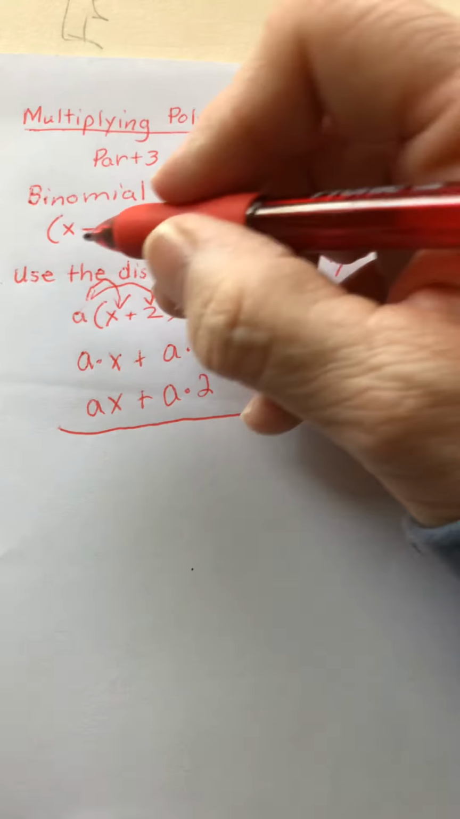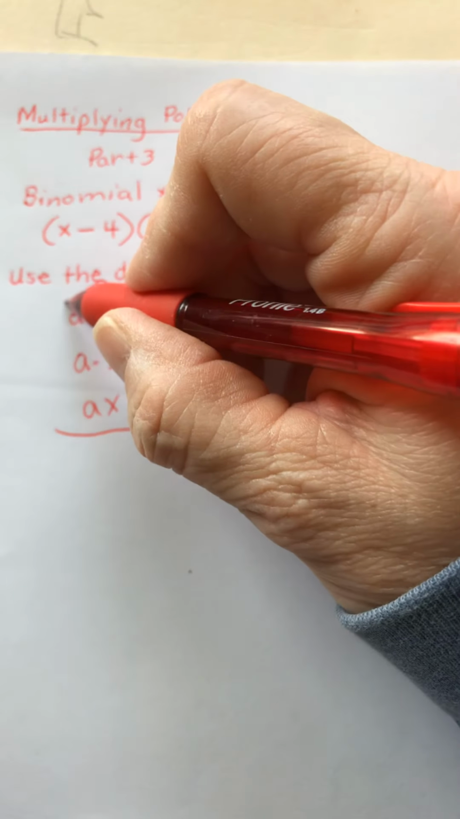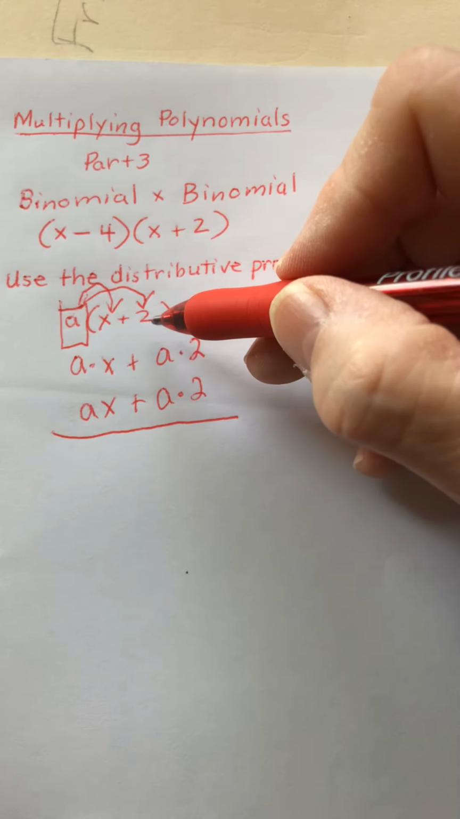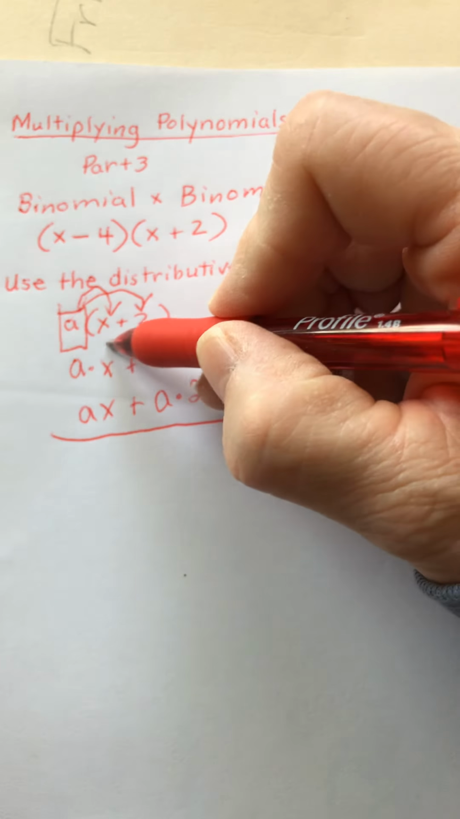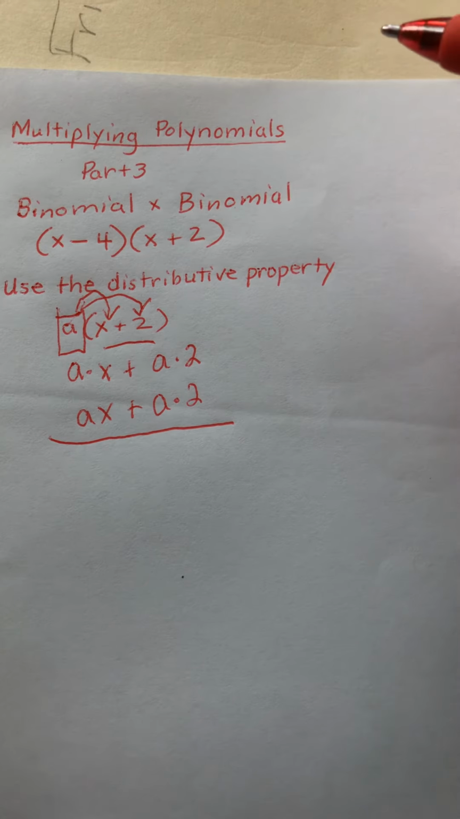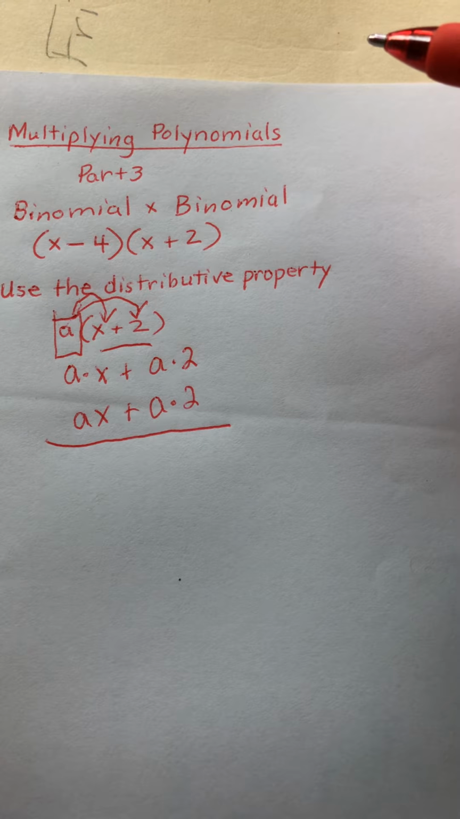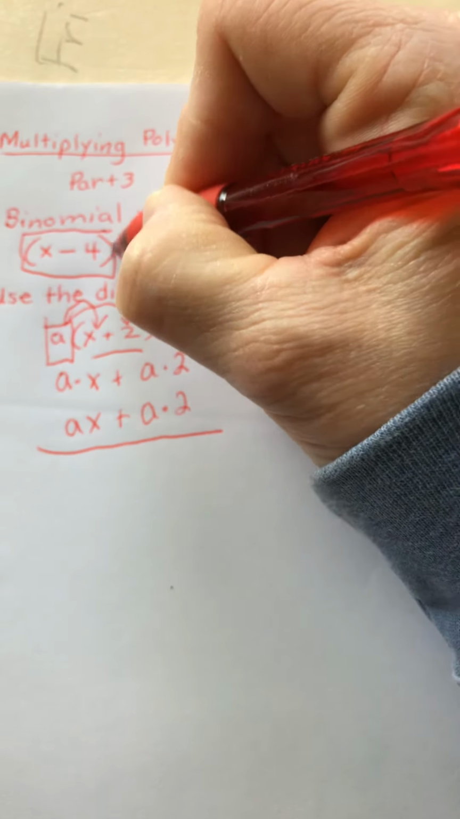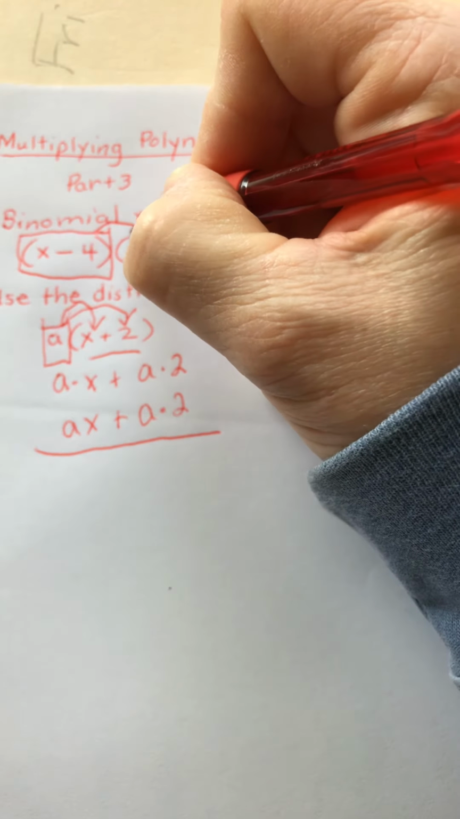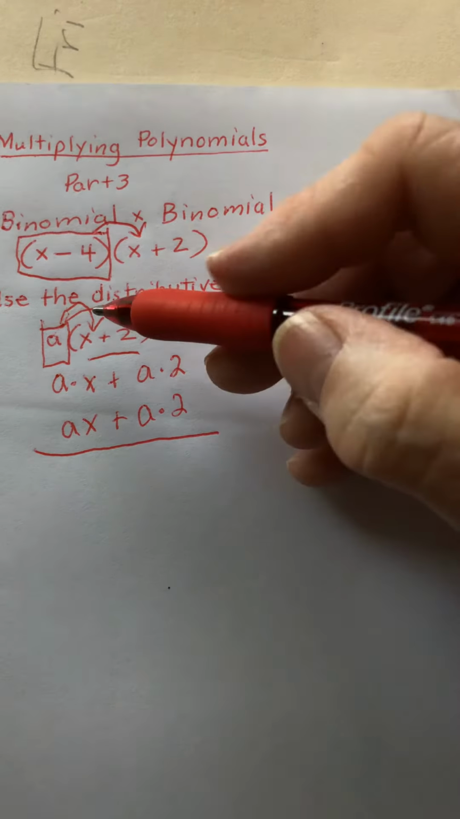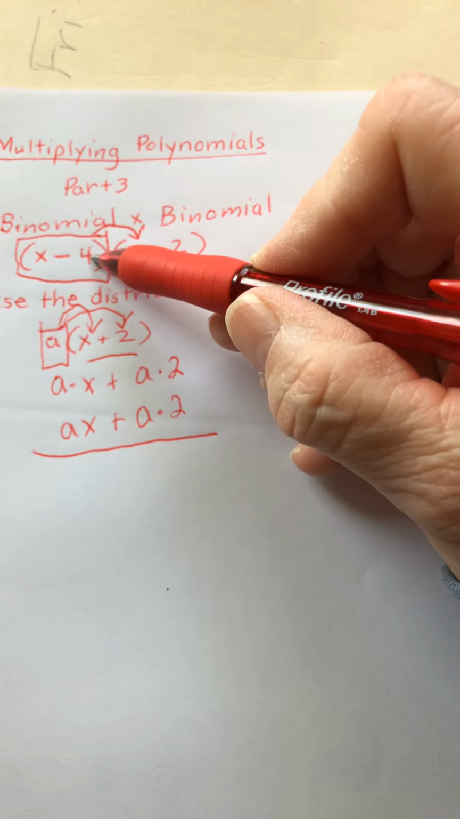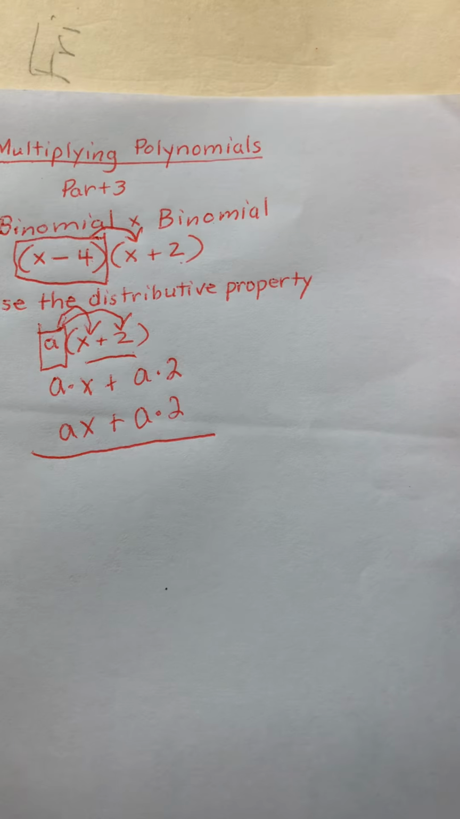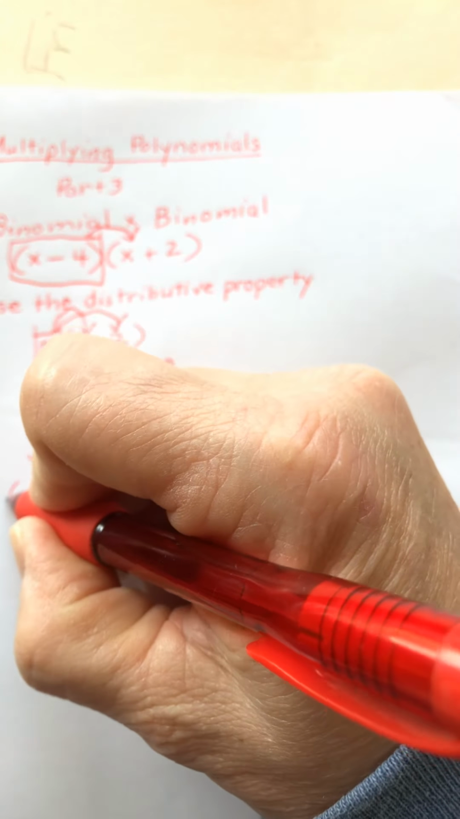All right, this time I took this little a and distributed over this, over the x plus 2. I'm going to do the same thing when I multiply a binomial times a binomial. I'm going to take this x minus 4 and distribute that over the x plus 2. So see, instead of a, I just have an x minus 4. Same thing, x plus 2, x plus 2. So let's try that problem.